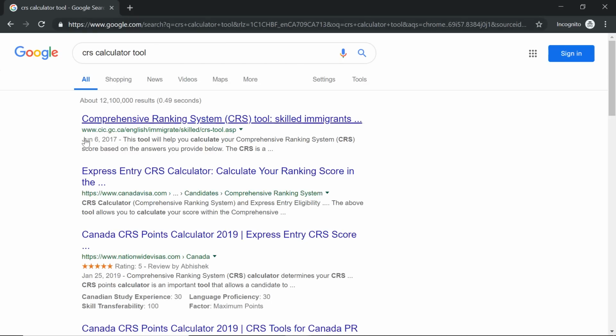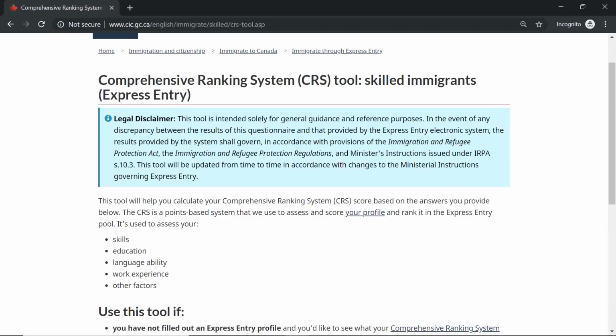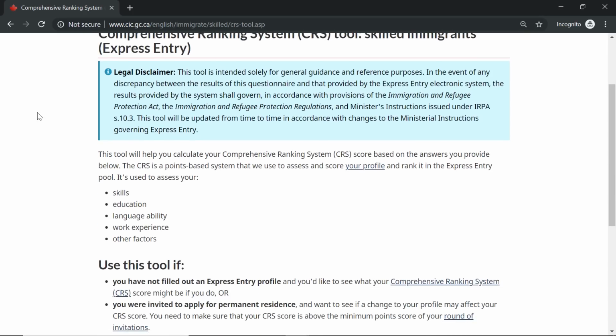And it is usually the first one that comes up, and you know which one it is when it's from the cic.gc.ca source. Okay, so I'm just using Google Chrome and the Google search engine, and here it is talking about the comprehensive ranking system tool that skilled immigrants can use for Express Entry.